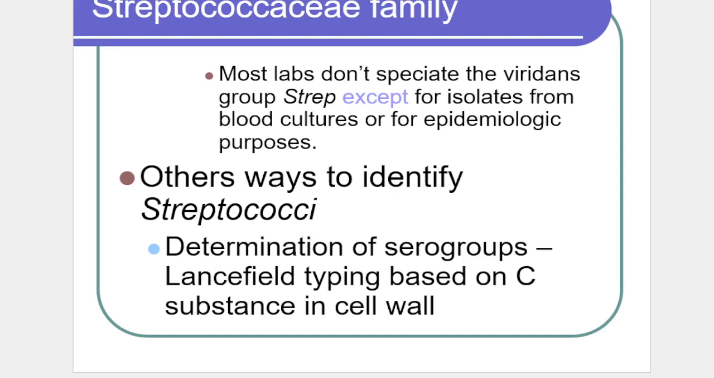Other ways to identify streptococci, which we mentioned a lot of times earlier, is Lancefield typing. Lancefield serological typing is based on the C substance or the C antigen present on the cell wall of streptococci. Why do you think group A and group B were mentioned?